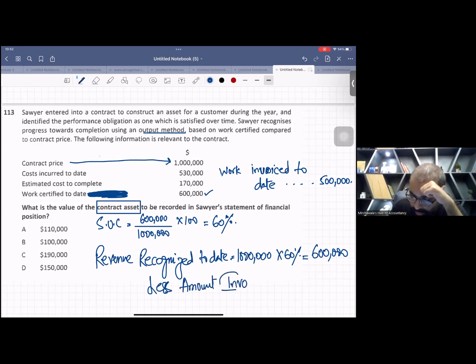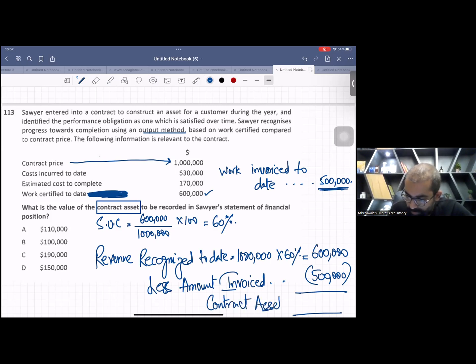I have already told you that in the new questions, you will get the amount invoiced. See, in this question, this is part of the question. So amount invoiced is 500,000. So that means finally your contract asset will be 100,000. This will be your answer.